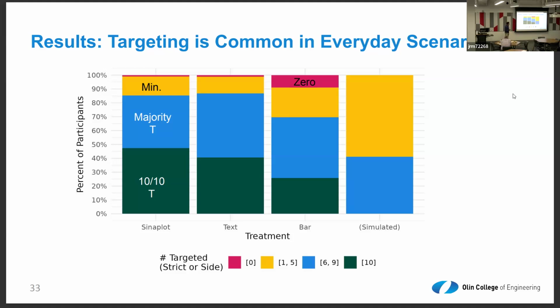And what we see, especially these 0 out of 10 cases, are most prevalent in the bar chart treatment. This is striking. This is the set of people who didn't even guess direction. So here, this looks like a set of folks who were actually quite confused.